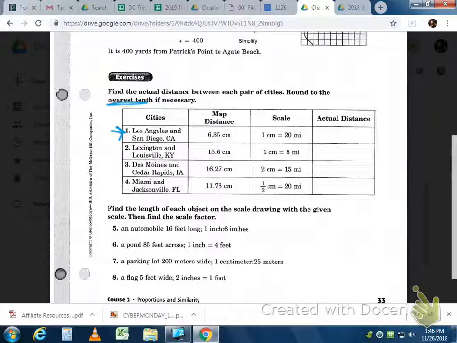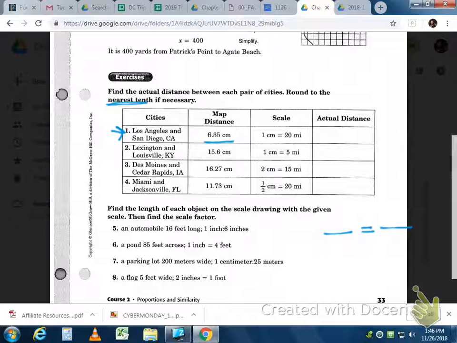The map distance is 6.35 centimeters. That's how long it is on the map. The scale is 1 centimeter equals 20 miles. So we have to figure out how many miles there are in 6.35 centimeters. So I'm going to write it down here at the bottom, and we'll erase it each time so that I have enough space. I'm going to have a fraction bar, equal sign, fraction bar.